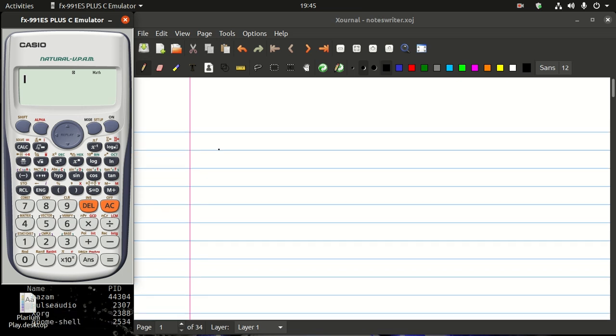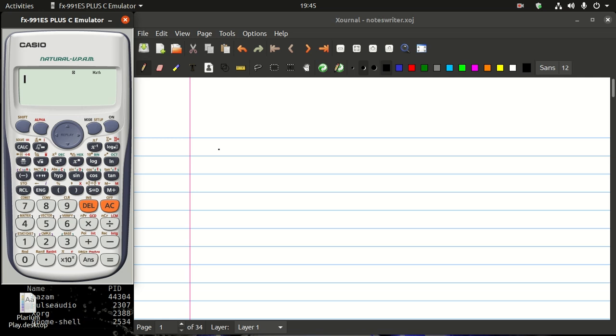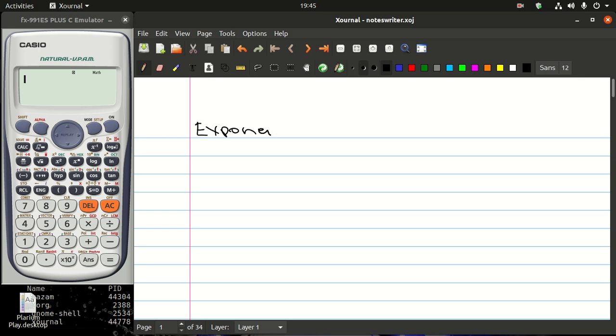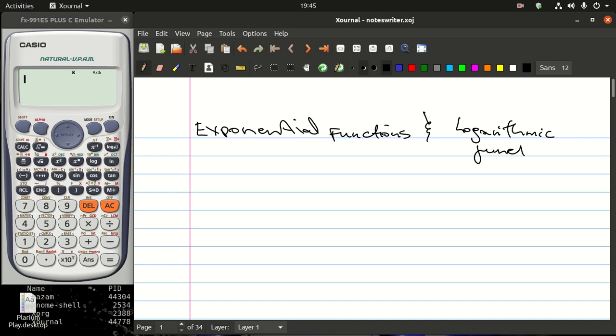I wanted us to cover what are called exponential functions and then logarithmic functions. So this lesson will be based on those two functions. Let me just write it down. So I want us to talk about exponential functions and logarithmic functions. So that's the main purpose of today's lesson.